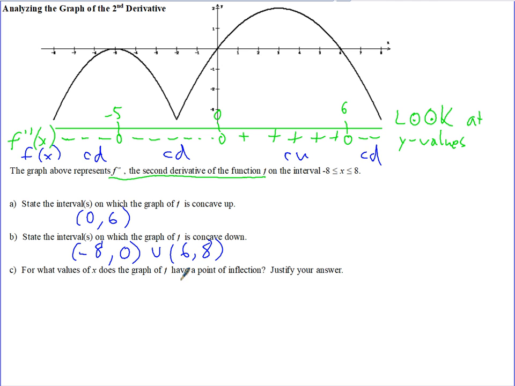And this also shows us, for part C, what values of x does f have a point of inflection, and justify your answer. So points of inflection, again, are where the second derivative changes sign, because the graph changes concavity. You see that it doesn't change sign at -5, but at 0 it does. And the second derivative changes sign at 6 as well. So there are 2 points of inflection, x equals 0 and x equals 6. You can say f has points of inflection, same thing as inflection points, 2 different ways of wording it.